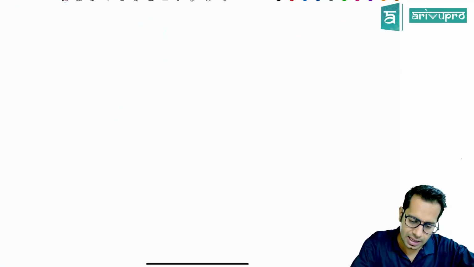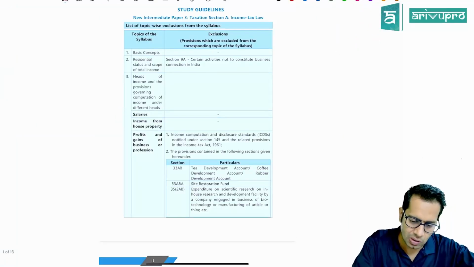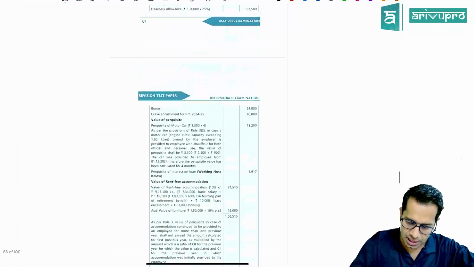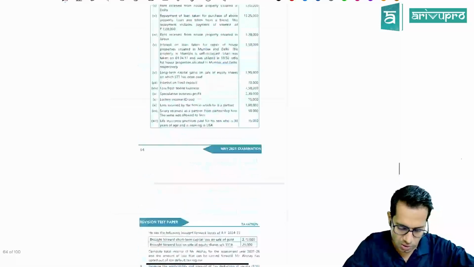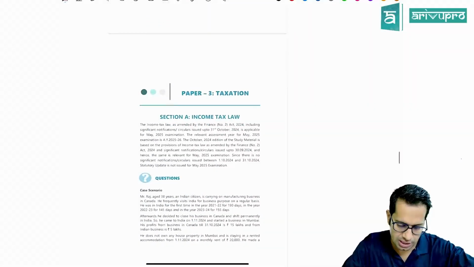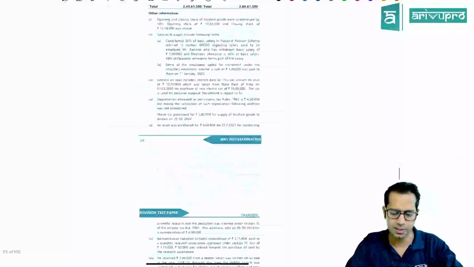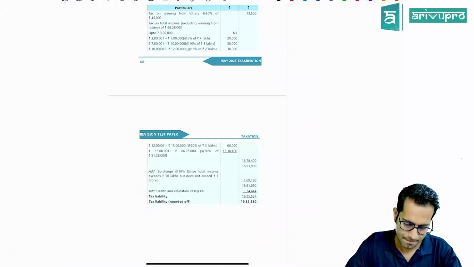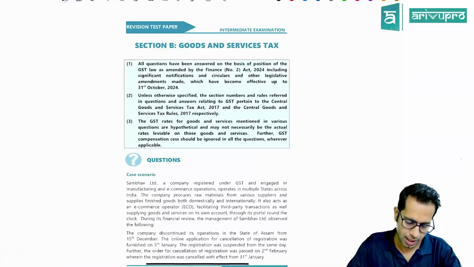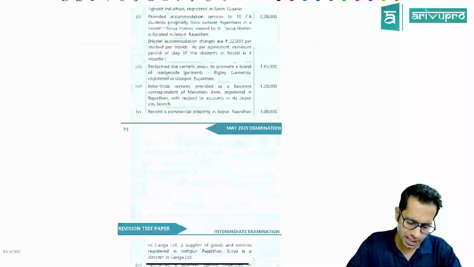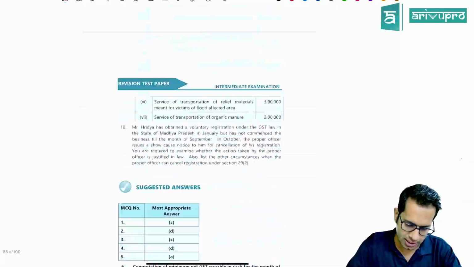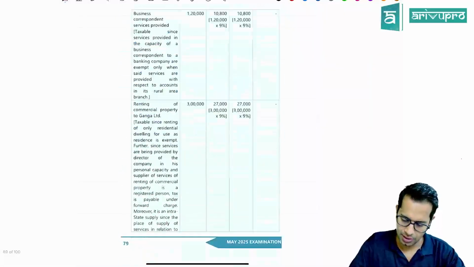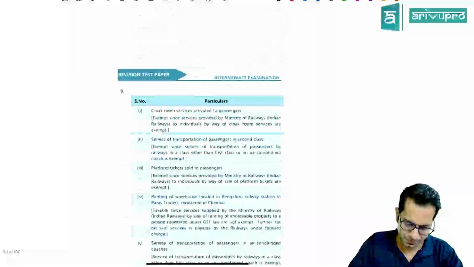Sir, is there any change in GST, sir? Is there any inclusion or exclusion in GST? Shall we see that also, sir? Okay, we'll see that also. So your GST taxation paper is there. First is income tax. Sir, is there any inclusion or exclusion in GST, sir? They have given a list for GST also.